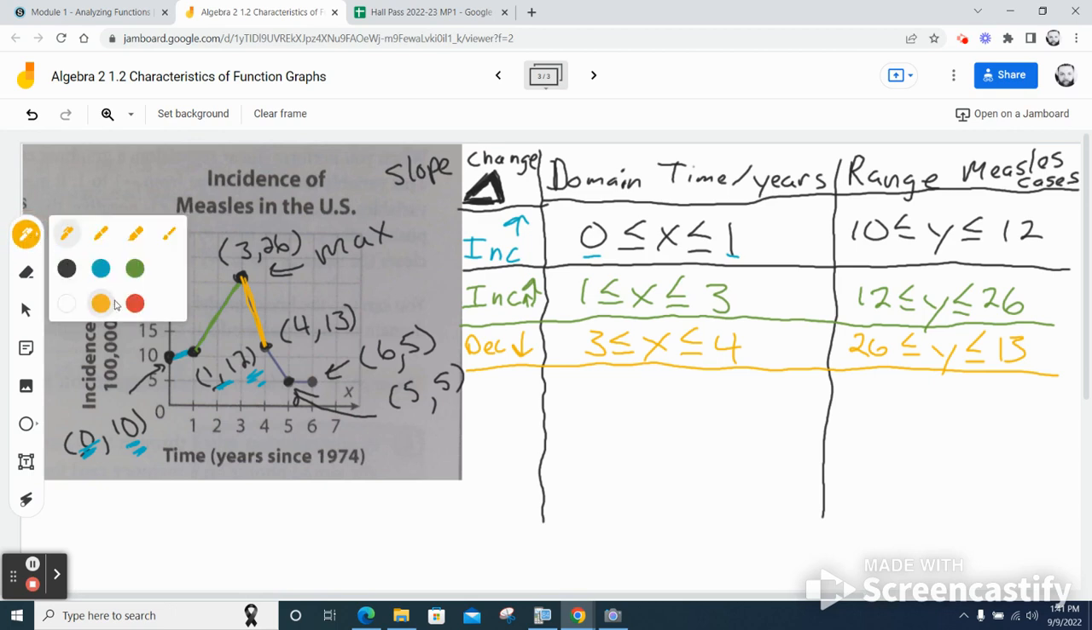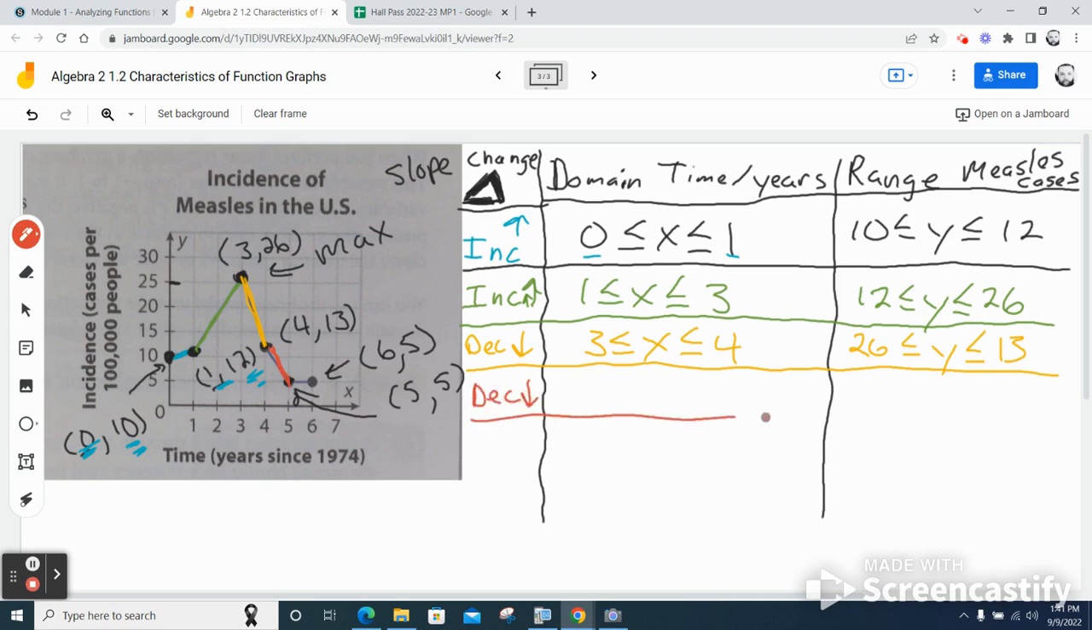Let me change my color here. We're going to go from 4 to 6. What's going on there? Still decreasing, still going downhill. Okay. 4 to 6. Did I misspeak? Oh yeah, you're right. It's 5, right? 4 to 5. And my corresponding y values are 13 to 5. So, now, wait. Did I write this right? No, I did not. So we got to go back here.